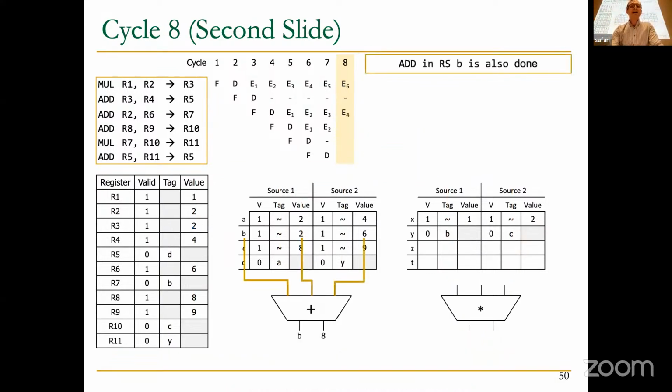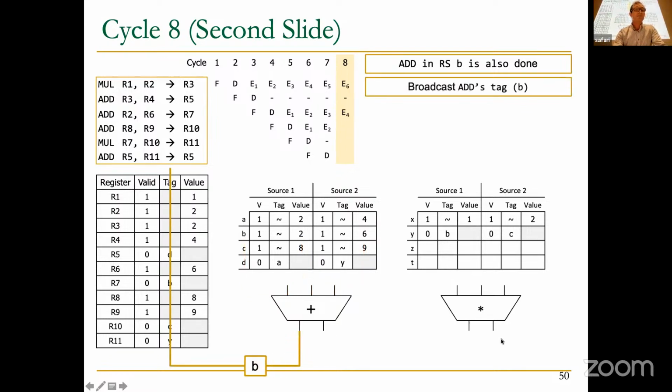Unfortunately, it also happens that the add in reservation station B is also done here because of the length of the instructions. Basically, it also needs to broadcast, and it needs to use separate tag and value buses to do the broadcast. So this is the add that we're talking about. It's adding 2 and 6, as you can see. After 4 cycles it's done, the value is 8, and it's going to broadcast this tag B.